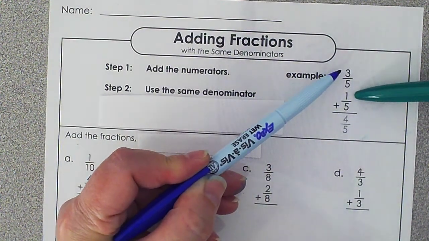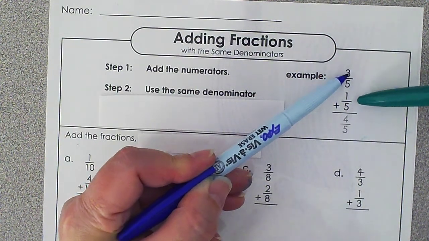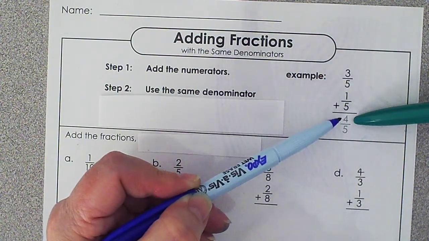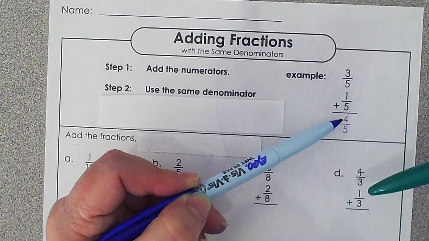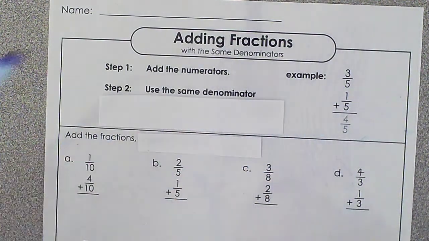3 and 1 are my numerators. So I'm going to add 3 plus 1 is 4. My denominator stays the same. So my sum is 4/5.